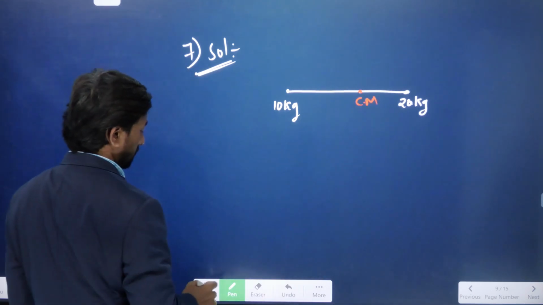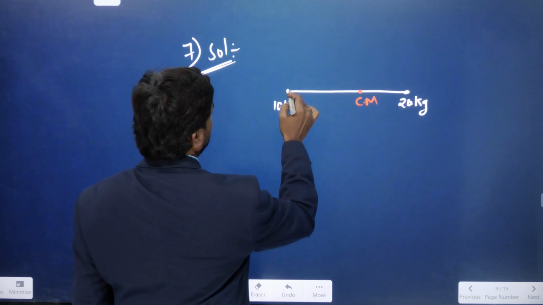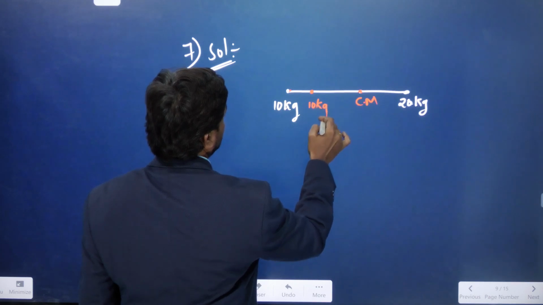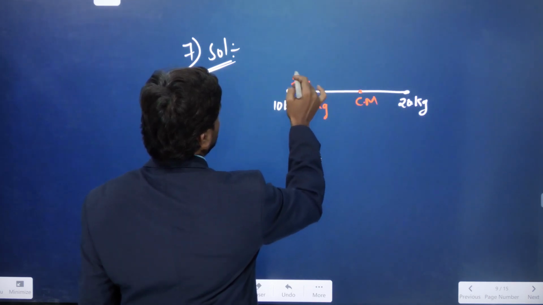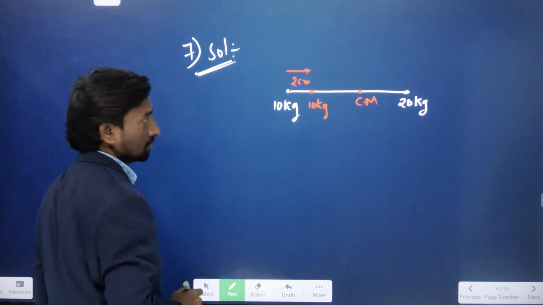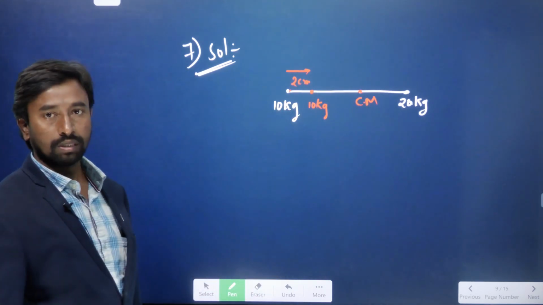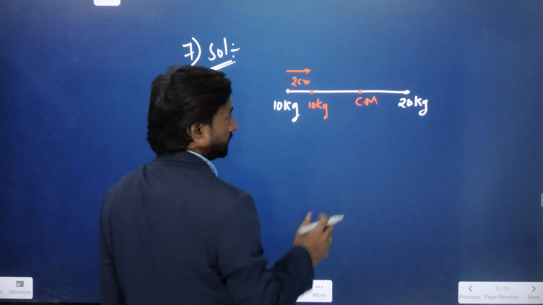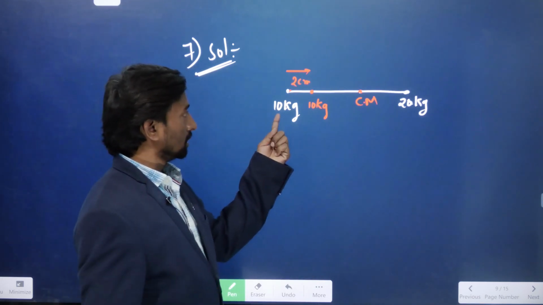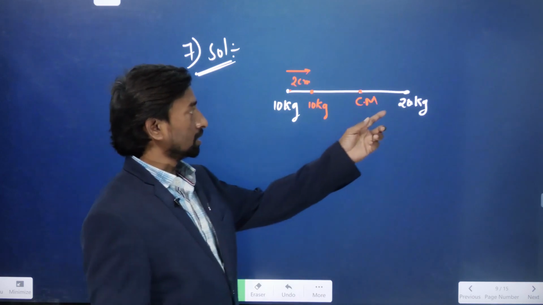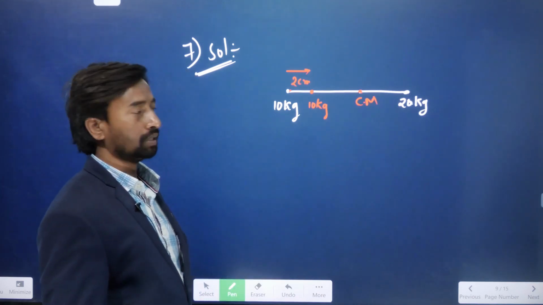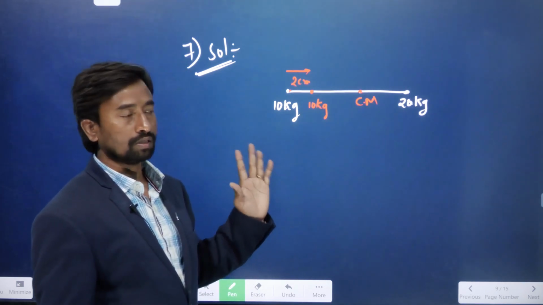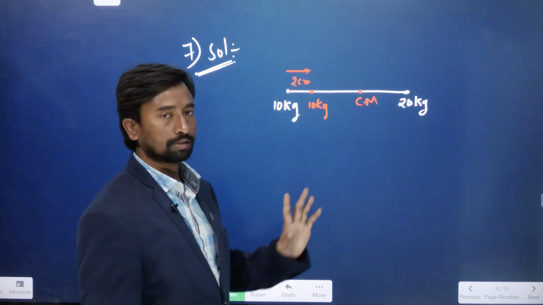Now if this 10 kg mass is moved from here to here, 2 centimeters towards the right, near to the center of mass, then without shifting the center of mass, the 20 kg mass has to be moved towards the left, so that the center of mass will be unchanged. Otherwise, a shift in the center of mass will take place.